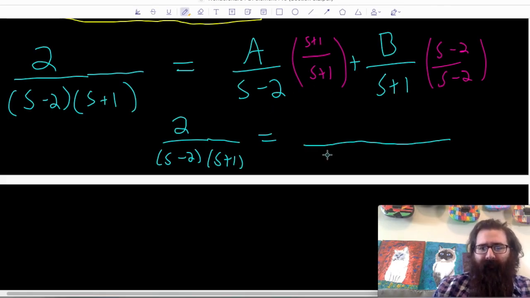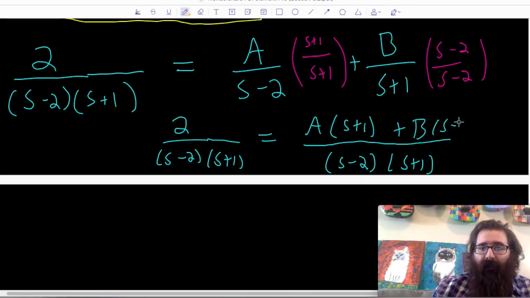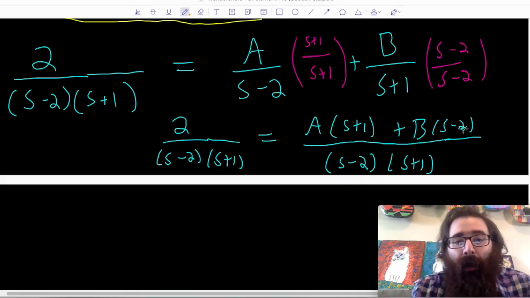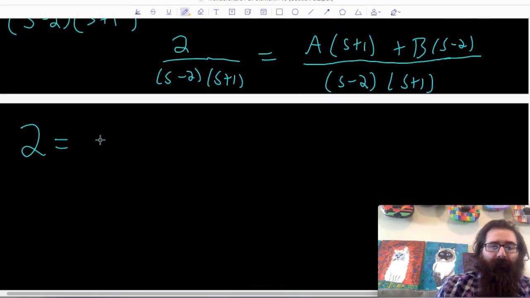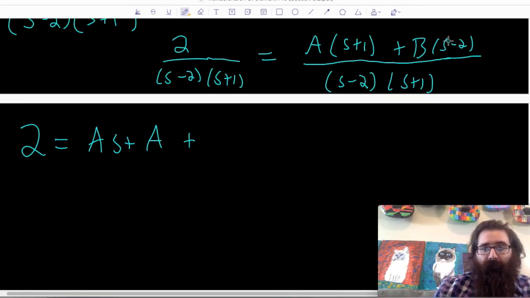Here in the denominator, I have that same common denominator, s minus 2, s plus 1. And here in the top, we have a times s plus 1 plus b times s minus 2. Now, if these two things are equal, which allegedly they are, and they have the same denominator already, then the numerators must be equal. So this really means that 2 must be equal to a times s plus 1, which I can expand out, a times s plus a, plus b times s minus 2b.